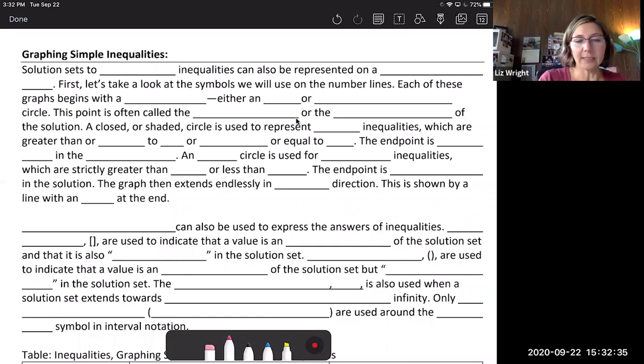So solution sets to simple inequalities. I don't want you to think of simple as, oh, it's so easy. We're talking about simple versus compound inequalities. A compound inequality is where you're going to have two different constraints. We used to do compound inequalities in this class, and now we just stick with the simple inequalities, so that's why we inserted that word simple. All right, so solution sets to simple inequalities can also be represented on a number line.